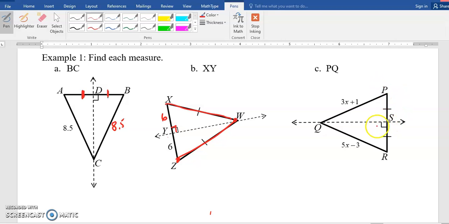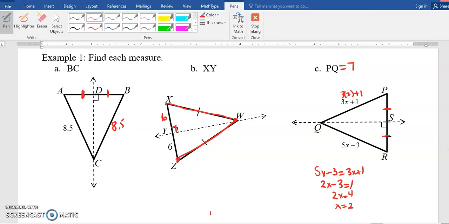Same thing here. We see perpendicular, we see bisector. These two things have to be the same. And I can solve for x, and x equals 2. I can plug that back in. 3 times 2 is 6, plus 1 is 7. And the two sides would each be 7.